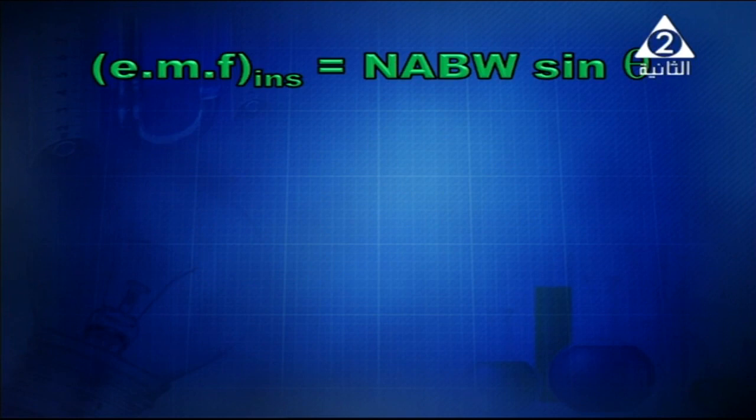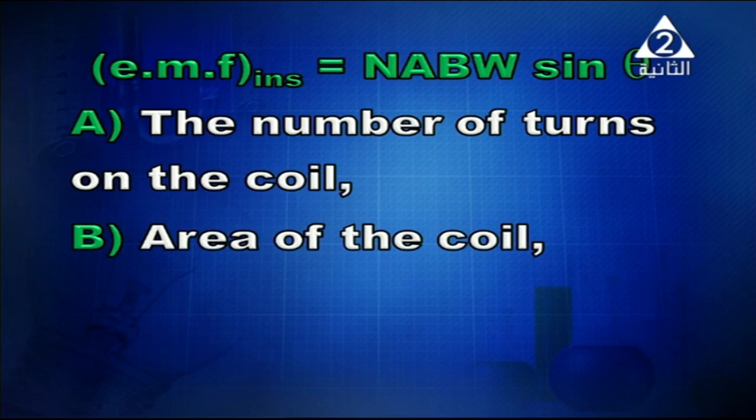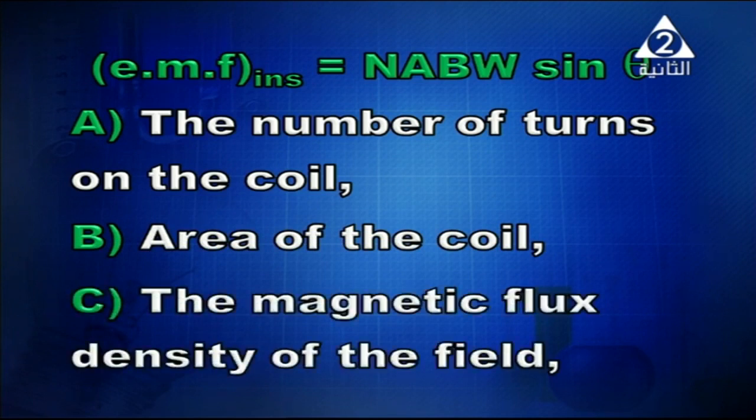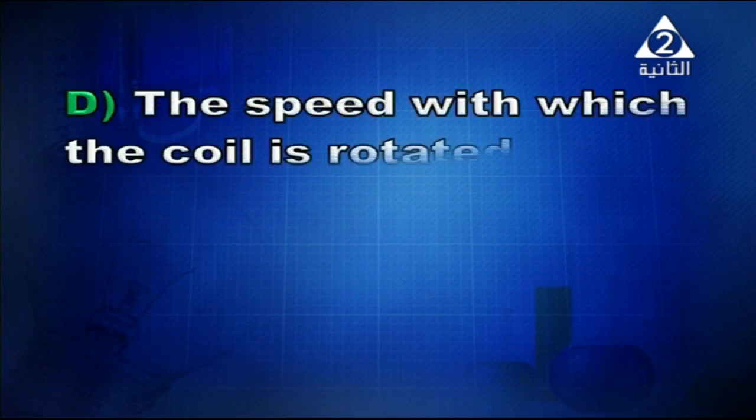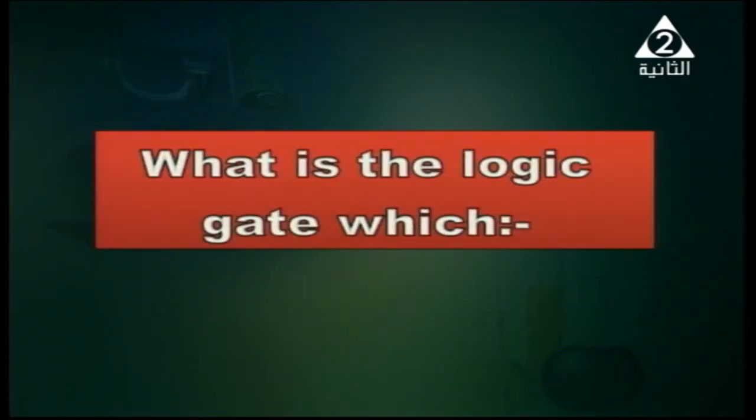EMF induced is equal to NABω sin θ. So the factors are, first of all, the number of turns on the coil, the area of the coil, the magnetic flux density, and the speed with which the coil is rotated. And finally, sine of the angle of rotation of the coil starting from the vertical position. And now we've got another type of questions.